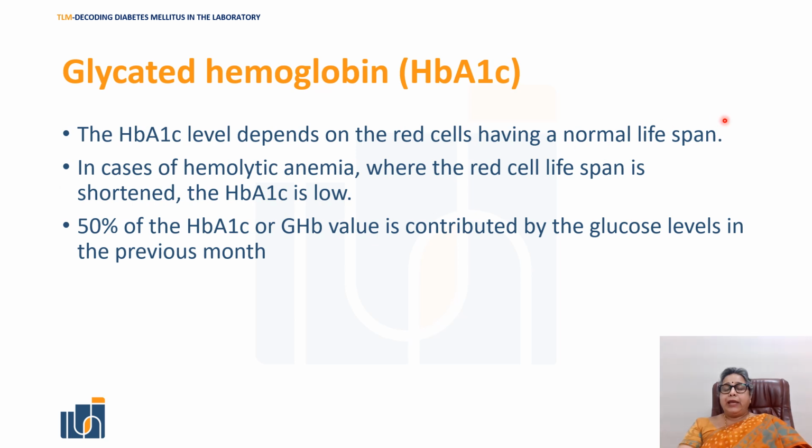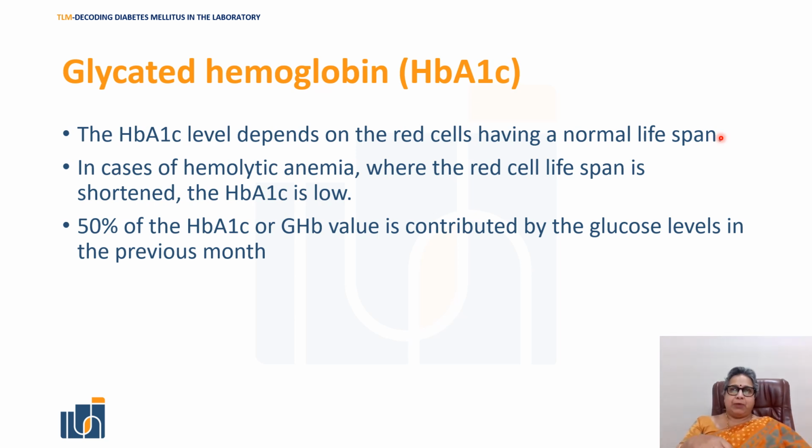Now, an important thing here is that the HbA1c level depends on the RBCs having a normal lifespan. So in cases of hemolytic anemia, where the RBC lifespan is shortened, the HbA1c level is low and you cannot really depend on those levels. This gives you the average glucose in your blood over about 3 or 3.5 months. But one should know that 50% of the HbA1c value is contributed by the glucose levels in the previous month.